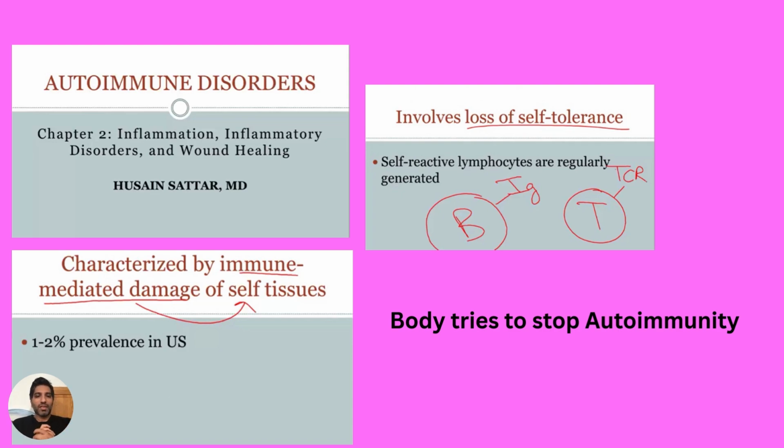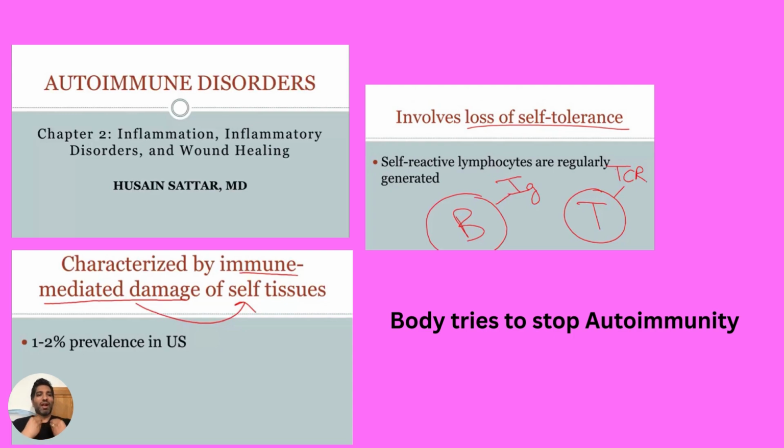Basically, we make self reactive lymphocytes, meaning lymphocytes that attack our cells. We make them all the time. You have them in your body right now. But thankfully, we have mechanisms that stop them from destroying our own tissues. And when those mechanisms break down, we get diseases. Obviously, that's what pathology is. Pathology is when normal physiology and normal things break down, and now we have problems.